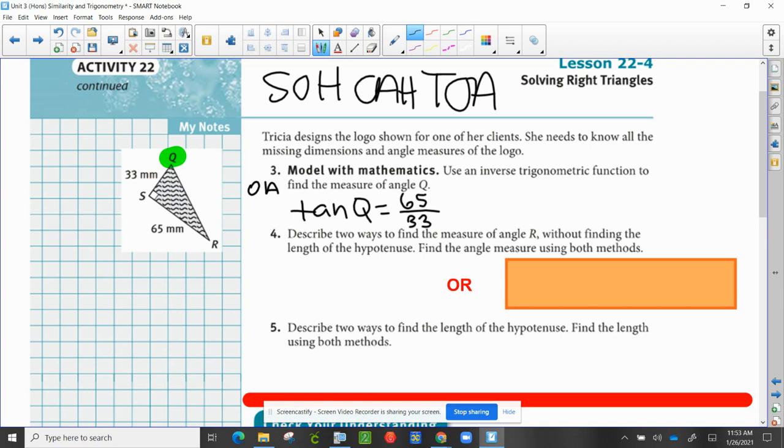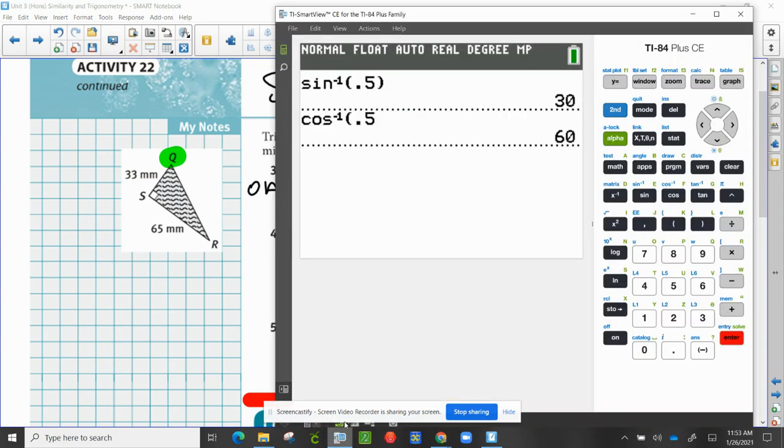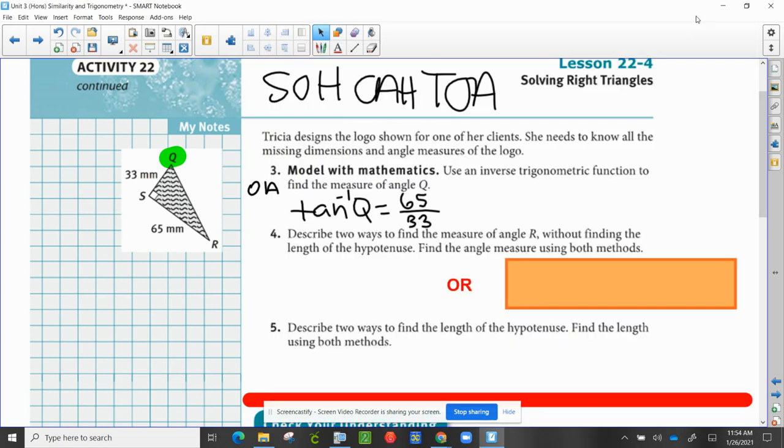Now again, since we're solving for an angle measurement, we're going to use the inverse tan. All the rest of this we have to do is just punch this in our calculator. So I'm going to do the inverse tan, so second tan, and I'm going to type in that fraction. So we had 65 over 33. Okay. So it looks like we have about 63.1 would be our measurement.